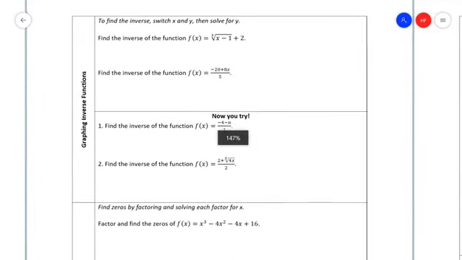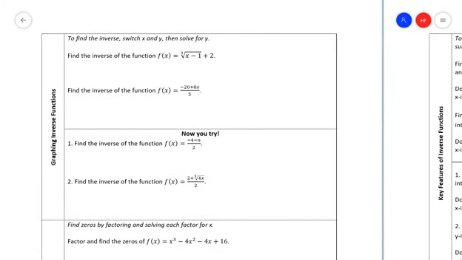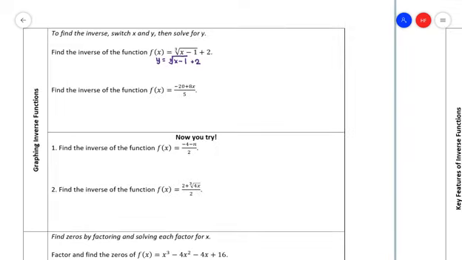So we want to find the inverse. Whenever we want to find the inverse, we're going to switch our x and y variables and then solve for y. So this is y equals the cube root of x minus 1 plus 2. So in order to find the inverse, what I'm going to do is switch these variables, like I said. So this is now x equals the cube root of y minus 1 plus 2.